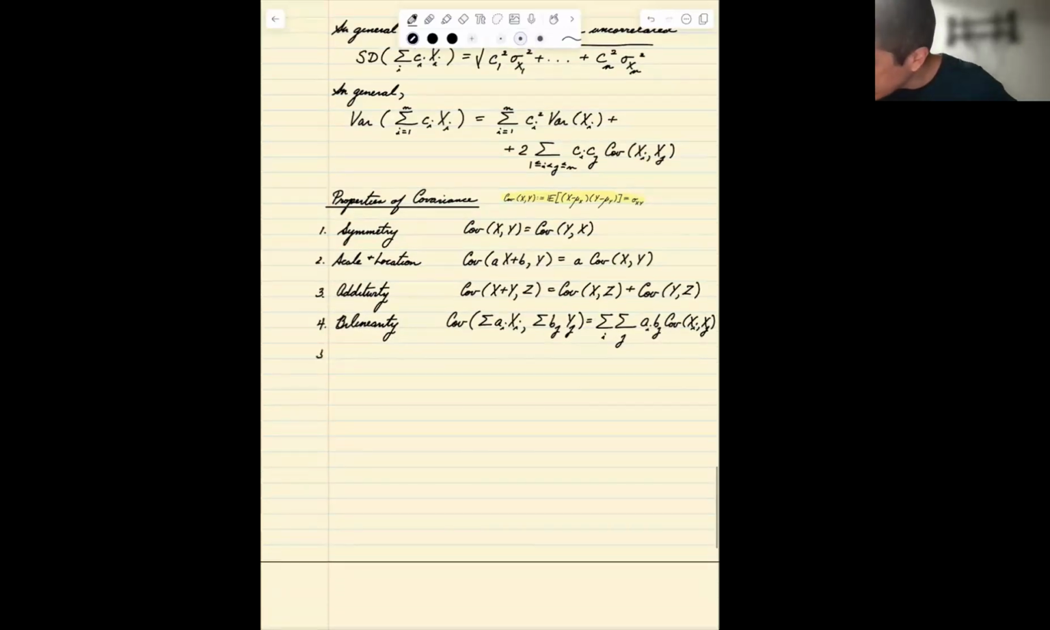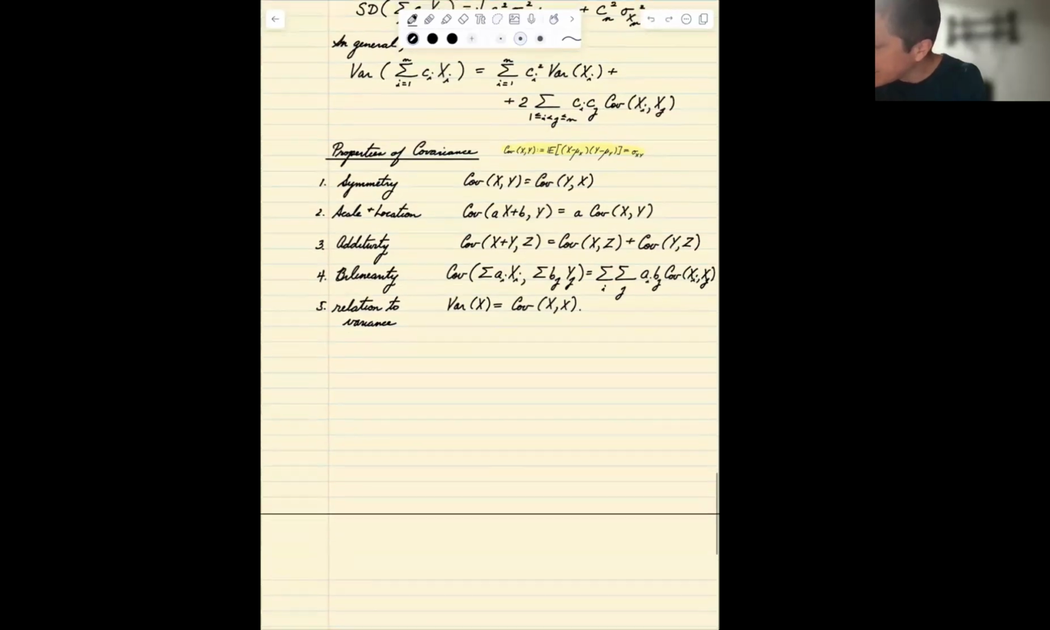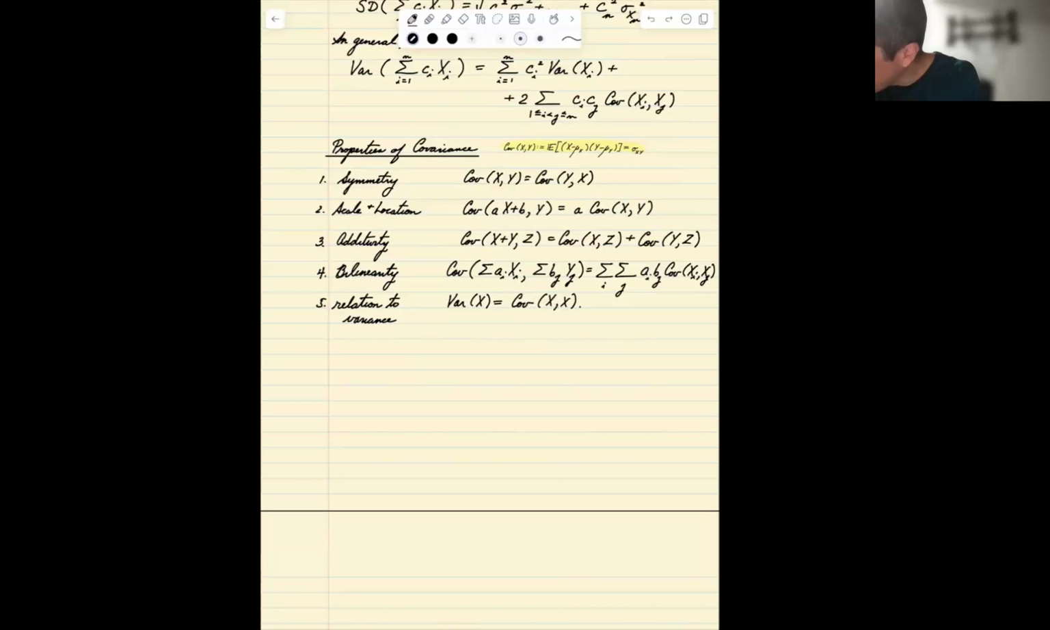And so the last thing to observe here is the relationship to the variance, which is just that the variance of x is equal to the covariance of x with x. You can see that by looking up here, right? The definition of variance is the expectation of x minus the mean, squared. Well, if x is here and here, we have x minus mu, that's just the square, right? So that's the same.